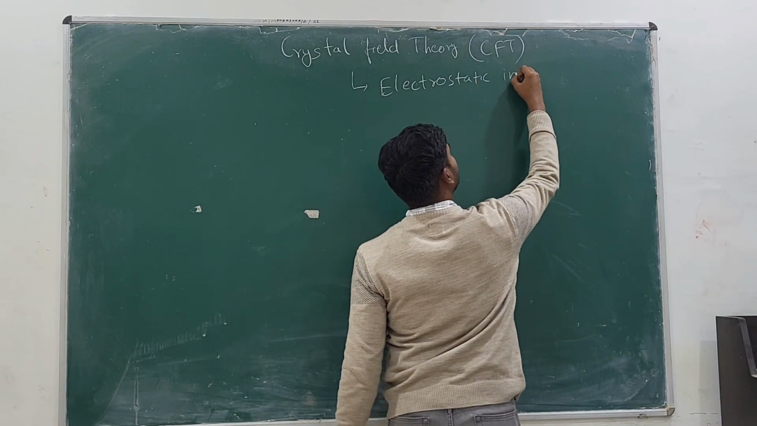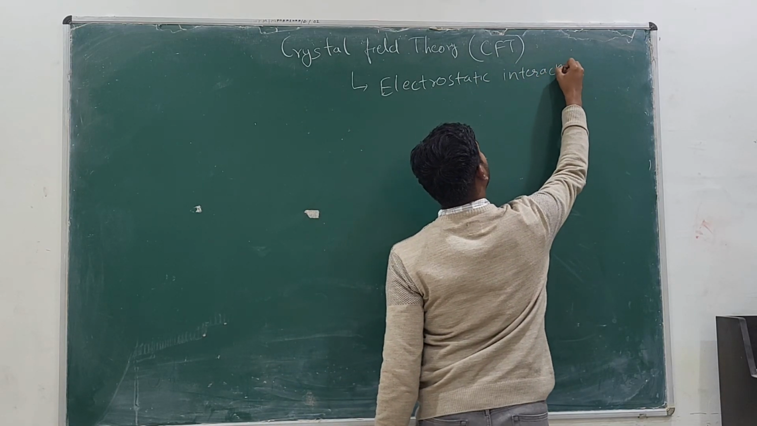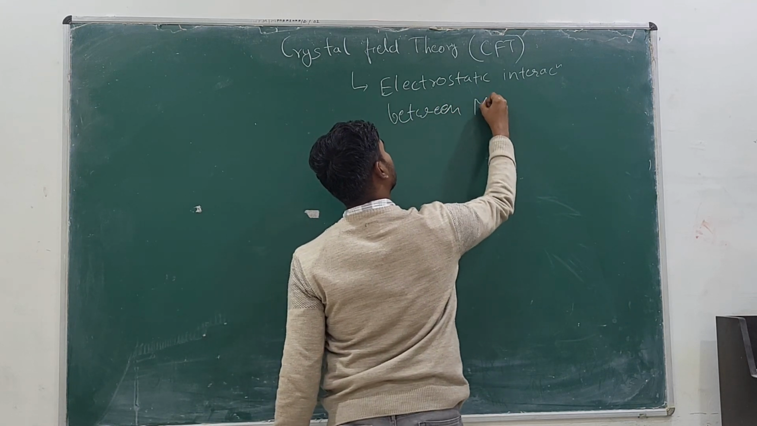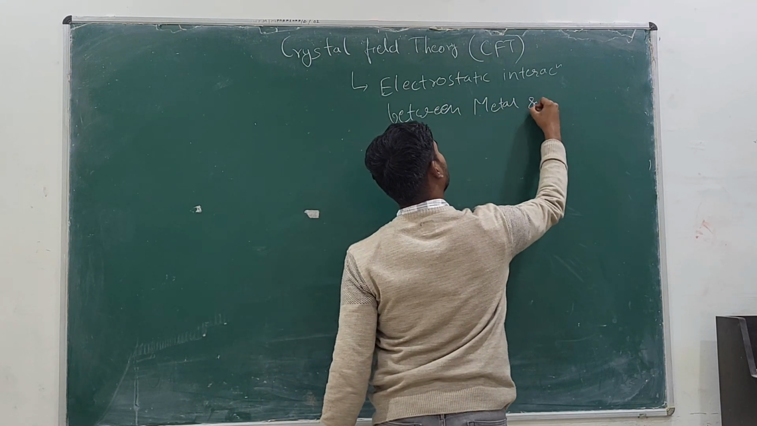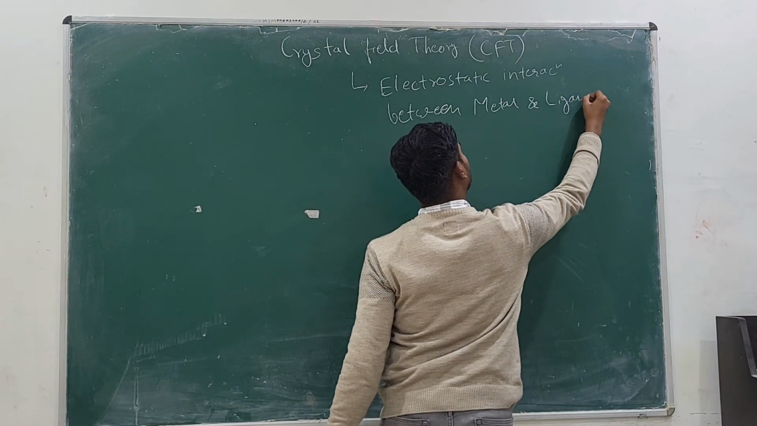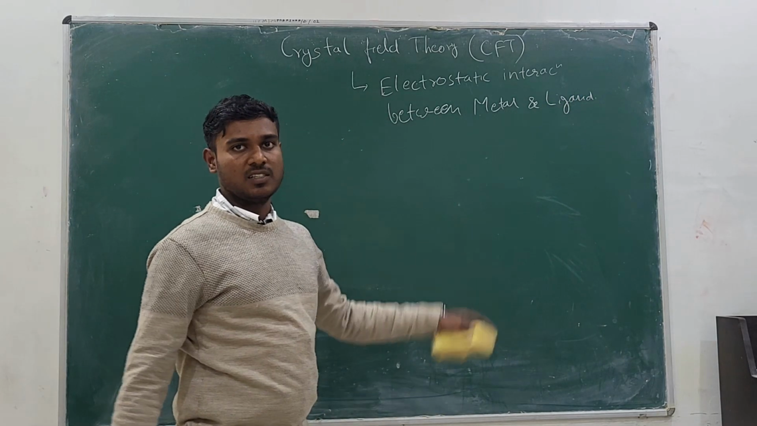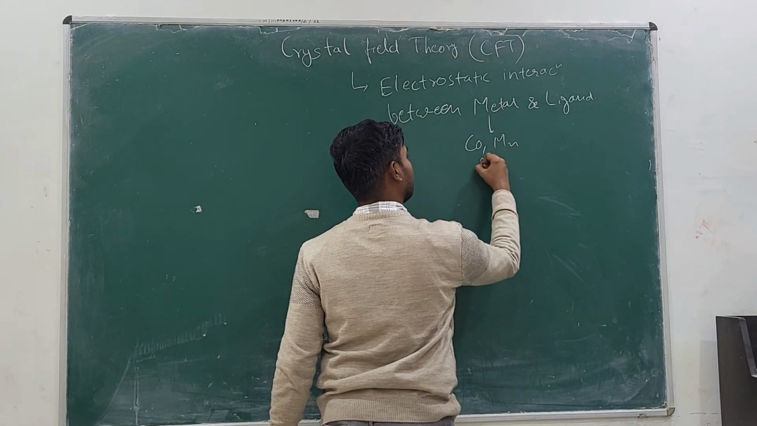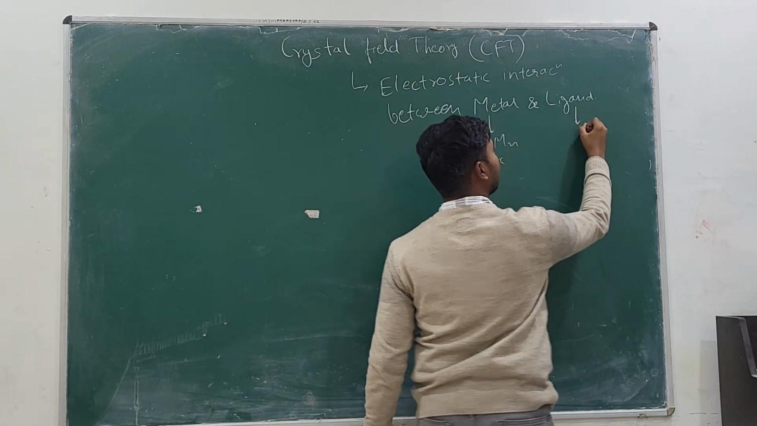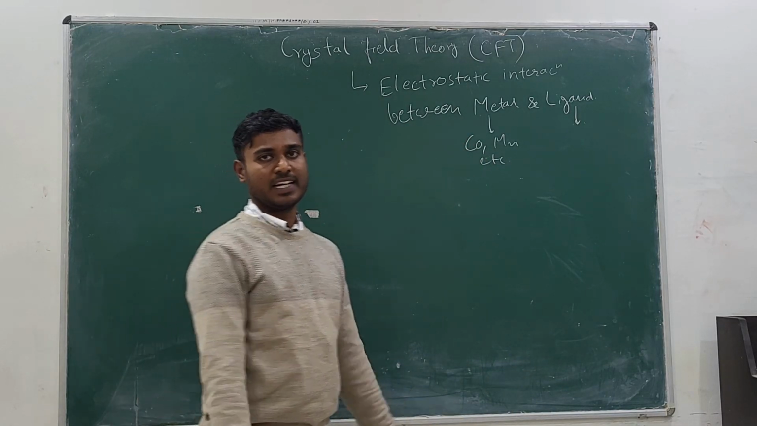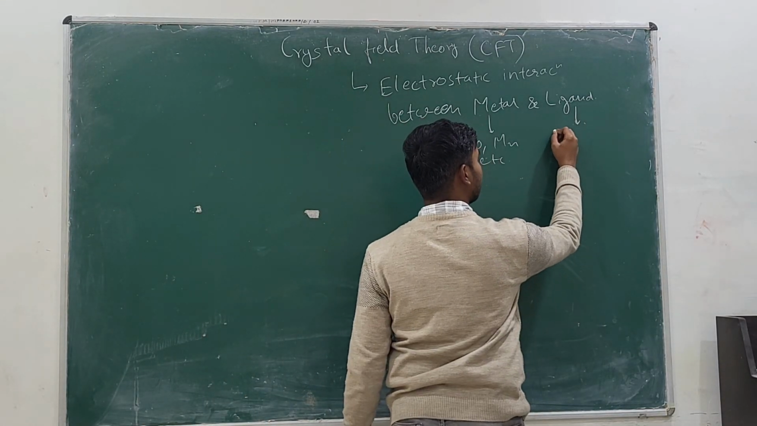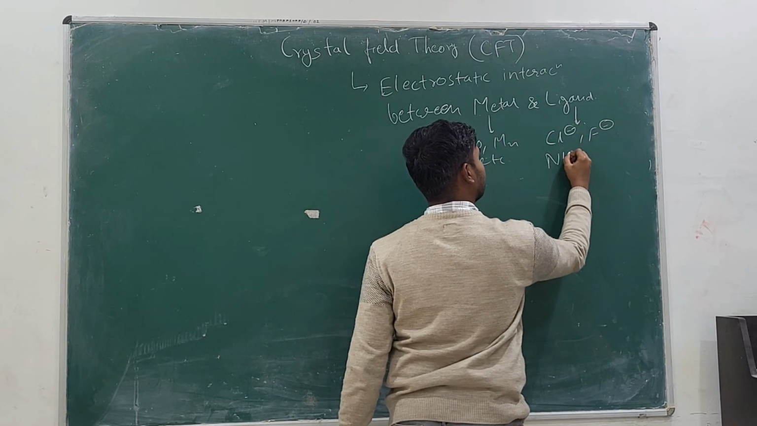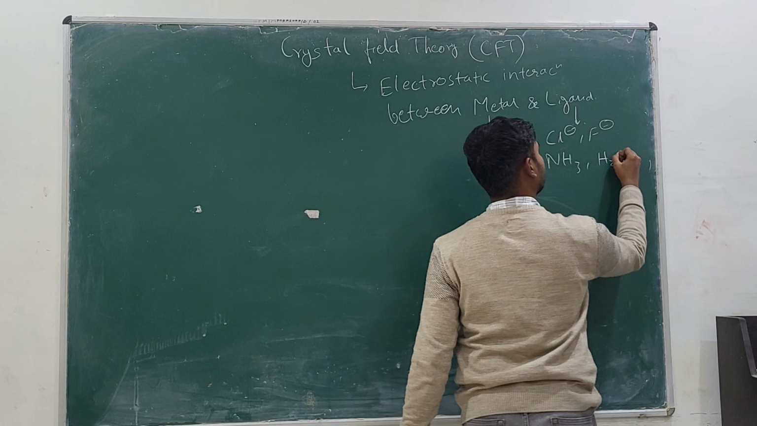Electrostatic interaction between metal and ligand. There are different metals which form the complexes such as cobalt, manganese, etc. And there are various ligands which bind with this metal to form the metal complexes. Ligands such as Cl-, F-, NH3, H2O.